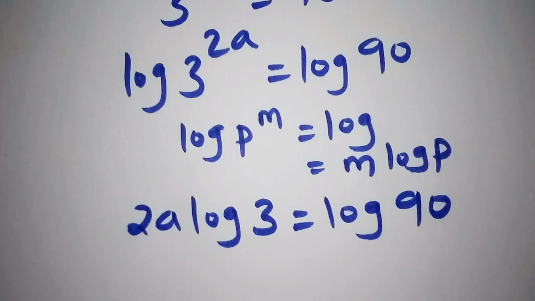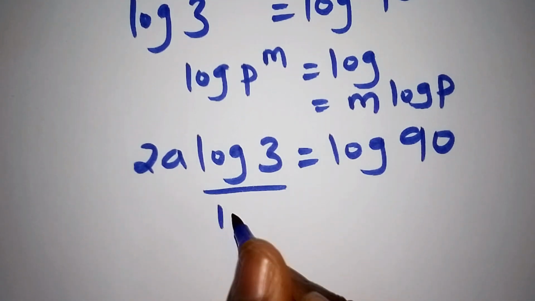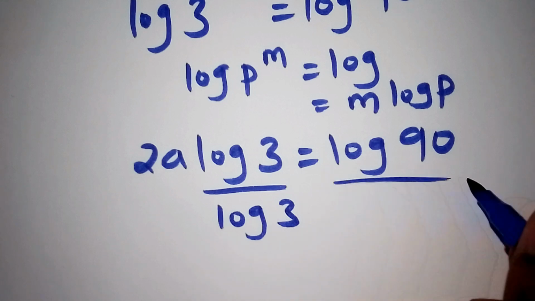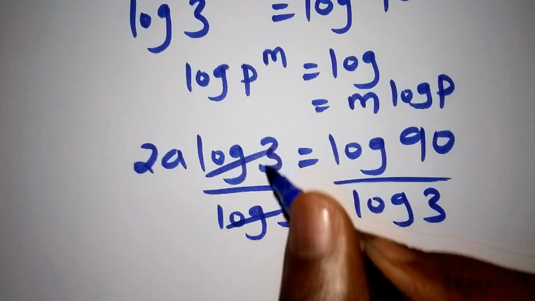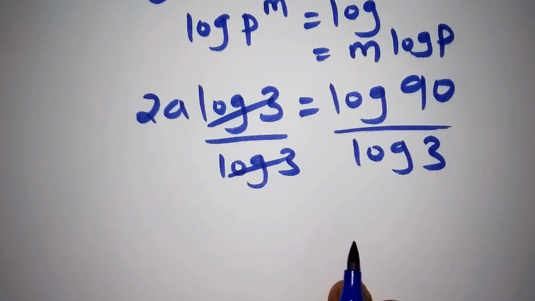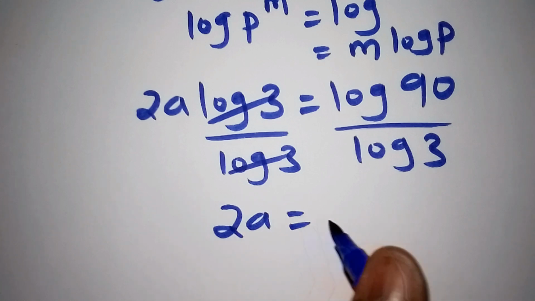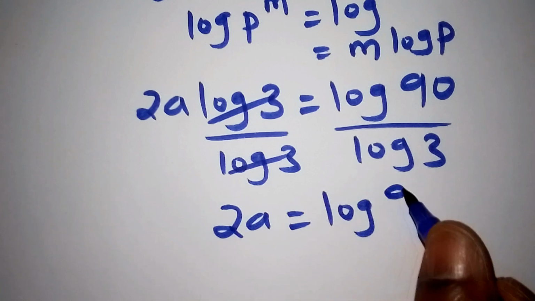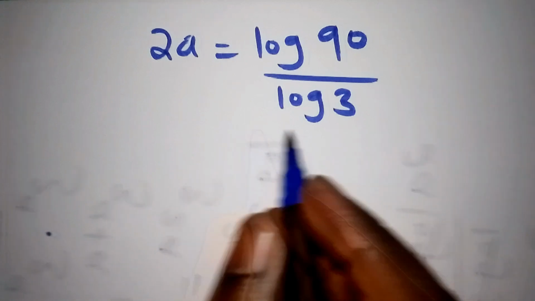From there we divide both sides by the log of 3. So log 3 and log 3 cancel, and we remain with 2a. So 2a is equal to the log of 90 all over the log of 3. Our next step is factorization.